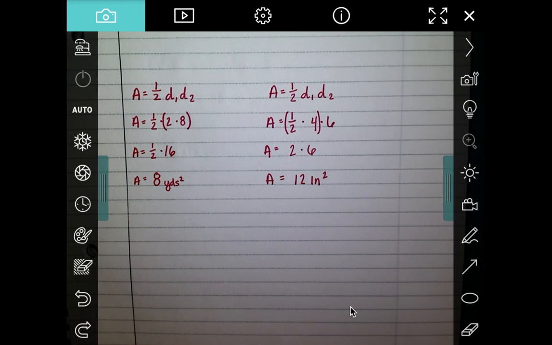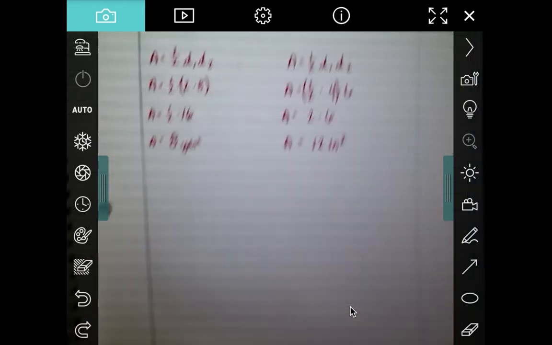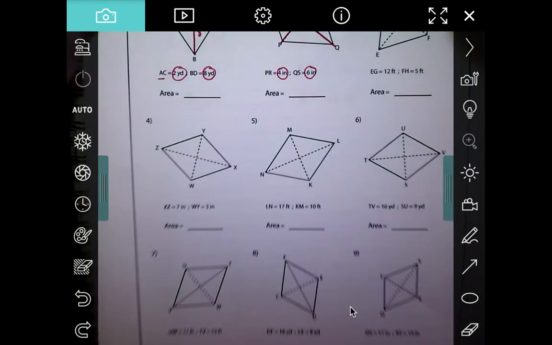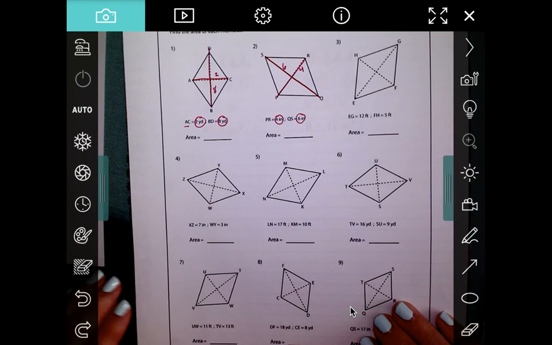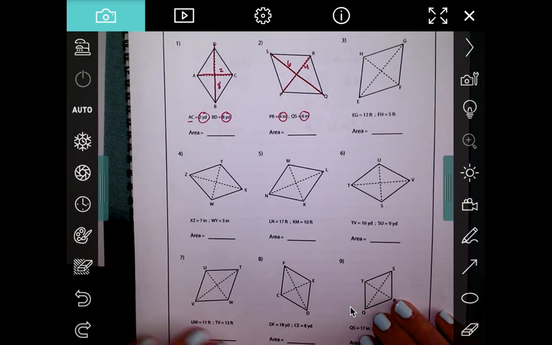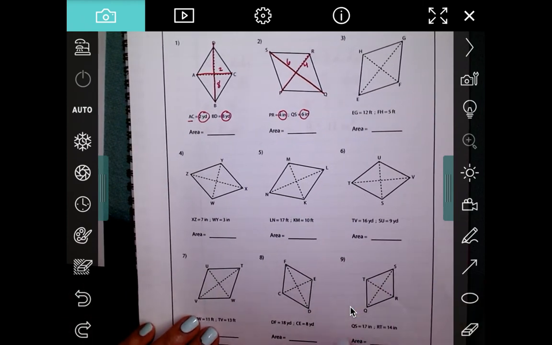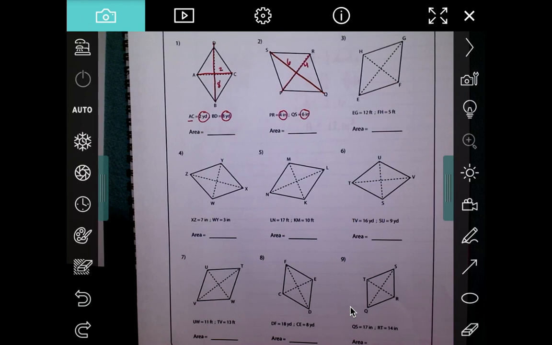Okay? So when you log on to the Google Classroom, you should see a Google form. You should see this worksheet. You don't have to print it out. You can just do your work on a separate piece of paper. And I want you to go ahead in the Google form, put your answers for all of these.